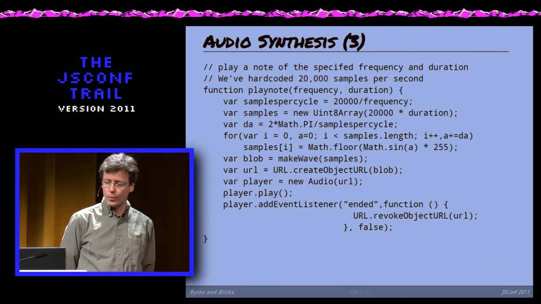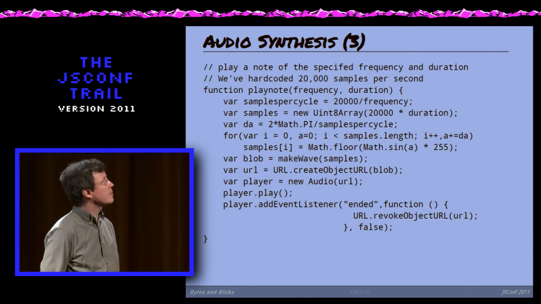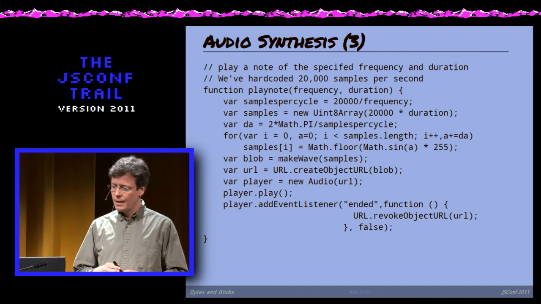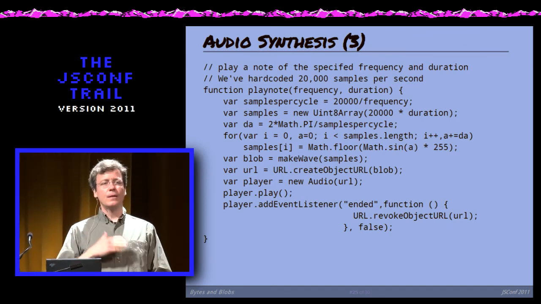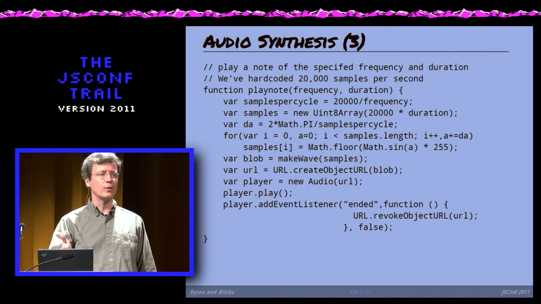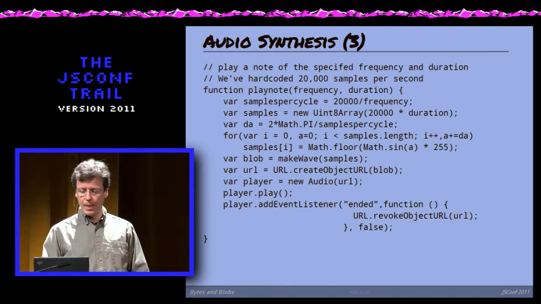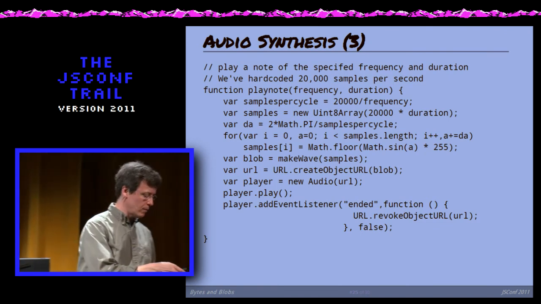So here's the function playNote. You give it a duration and a frequency. It does some math to figure out how many cycles, how many samples per cycle. So if we pass in 440 hertz to get a concert A note, it does the math, does a little for loop here.